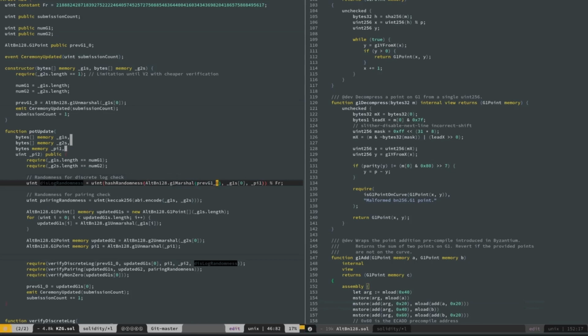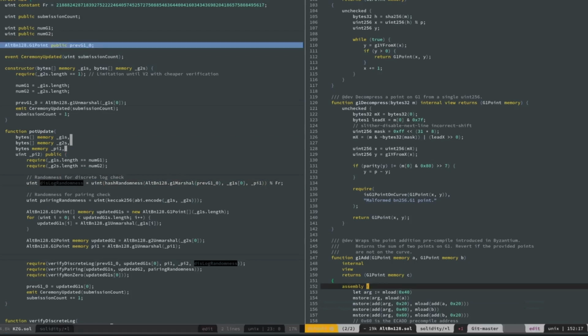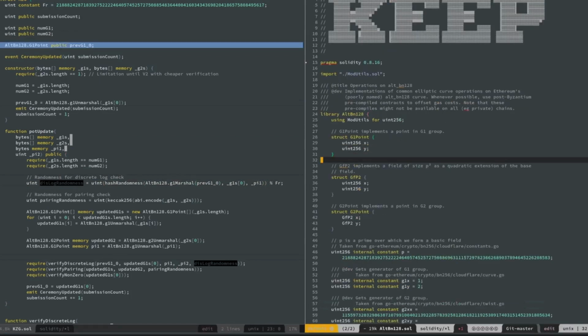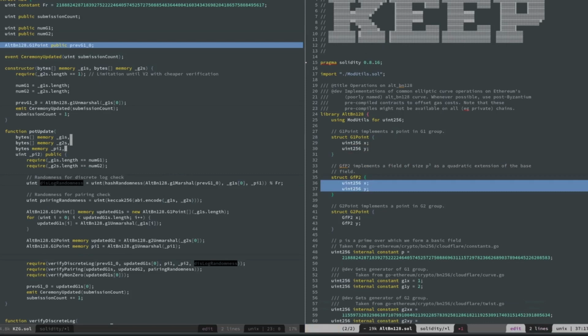Yeah, this is the group. Wait, sorry, wait, maybe. Yeah, because over here we can see the type of this is the group element. Let's go check out what that type looks like. It's just two numbers, and these two numbers have to live inside of the field. That's how you can represent a group element.